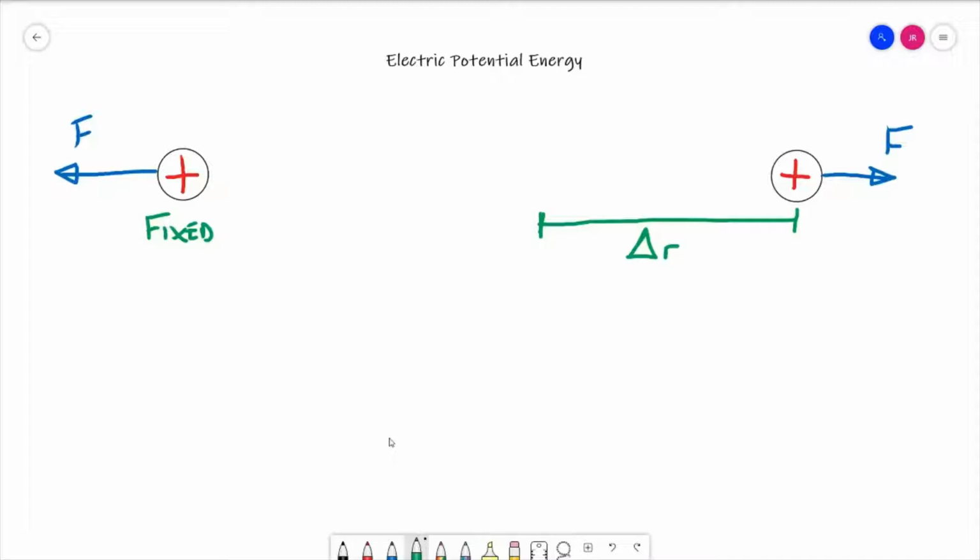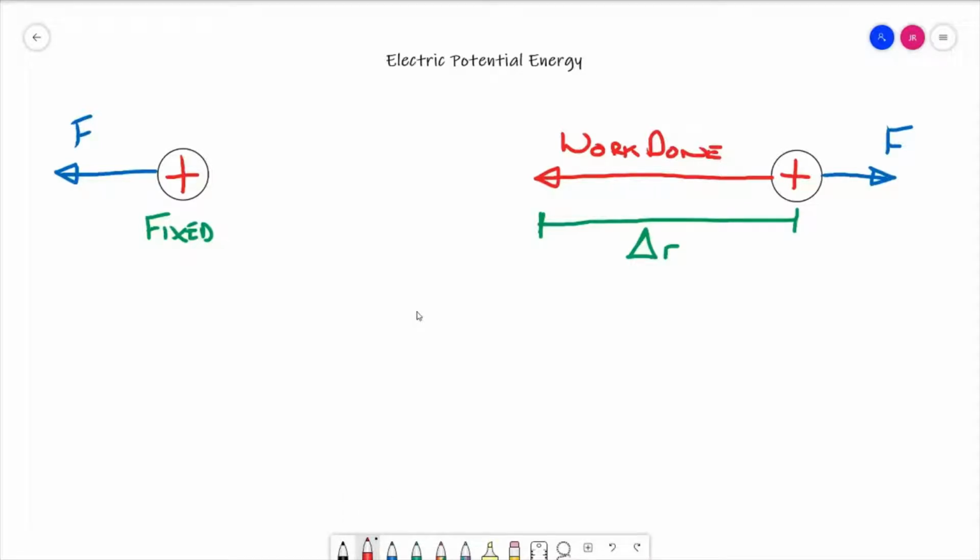Now because we're moving that charge closer to the fixed charge, more importantly we're moving it in the opposite direction to the force that would be acting on it, that force of repulsion from the fixed charge. In order to do that then, work must be done on this right hand charge in order to move it closer. The work that's being done, of course, is work done against that electrostatic force that we studied a couple of lessons ago.